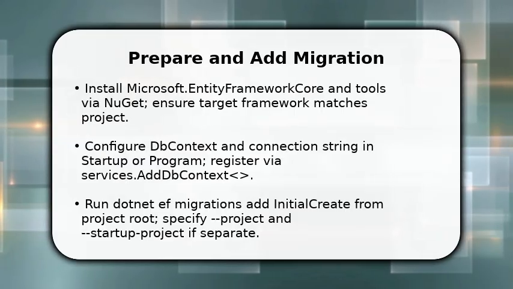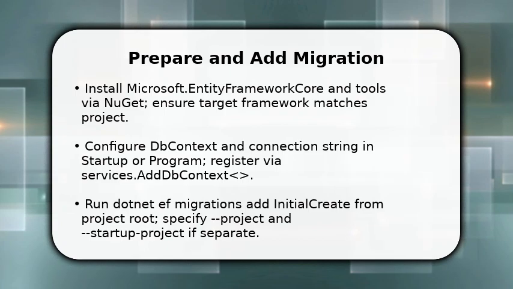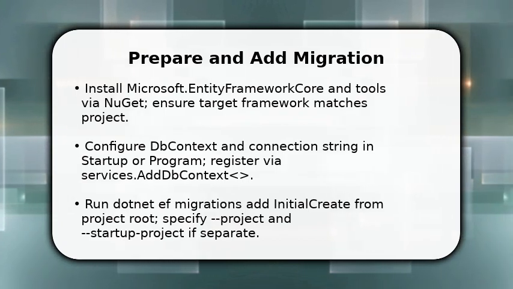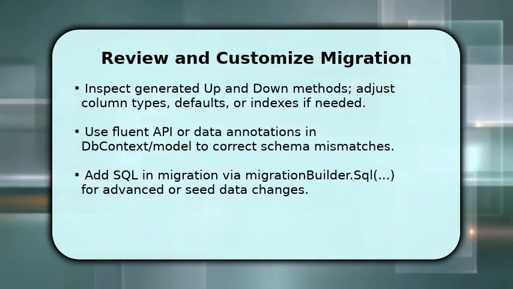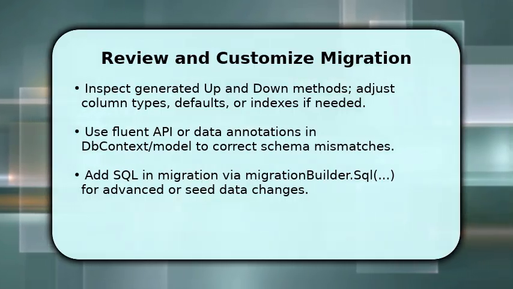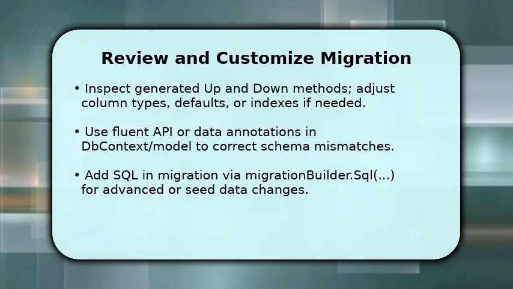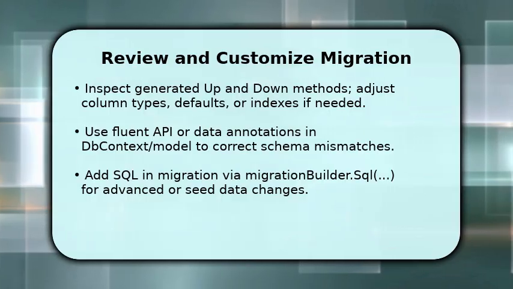This creates a migrations folder with snapshot and migration classes, so you can review what will be applied to the database. You should open the generated migration files and read the Up and Down methods to understand the operations EF intends to run. If column types, defaults, or constraints need tweaking, modify these methods or adjust your model and regenerate.